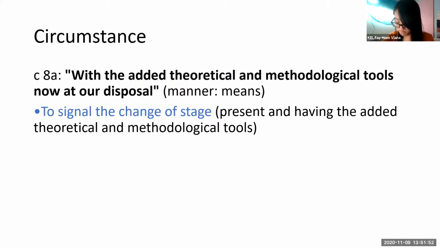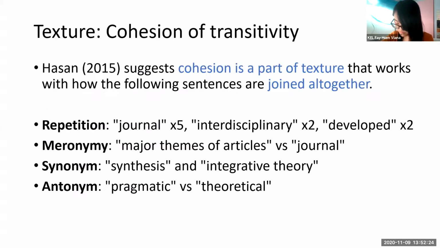In clause 8a, with the added theoretical and methodological tools now at our disposal, is the circumstance, manner, means that is put at the beginning of the sentence to signal the change of stage of being present and having the added theoretical and methodological tools. Given the above circumstance, readers can predict the text is going to mention the improvements that will be brought to the journal in the following text, giving a fluent flow of information.